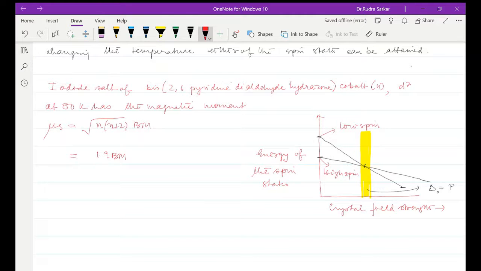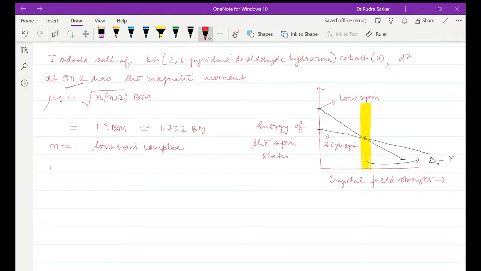Okay. So this is very close to 1.73 BM. It is 1.9 because of some orbital contribution, that it is higher than the spin only magnetic value. So we are not bothered about that. So basically n value over here is equal to 1. That means at this temperature it is a low spin complex. That is what we have to understand.